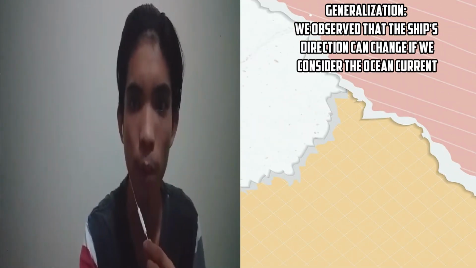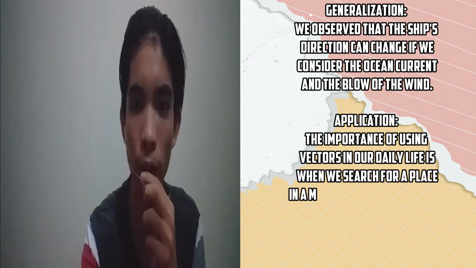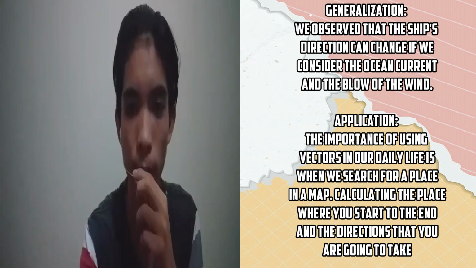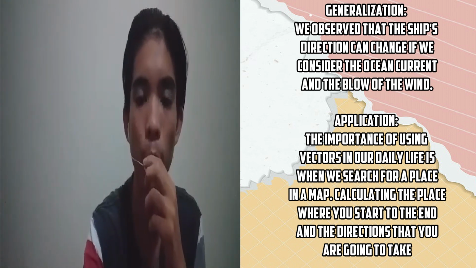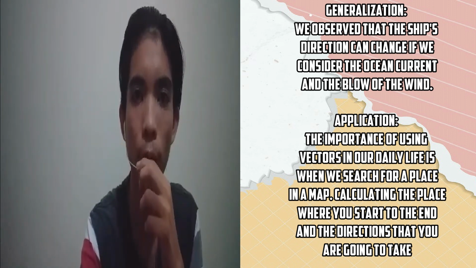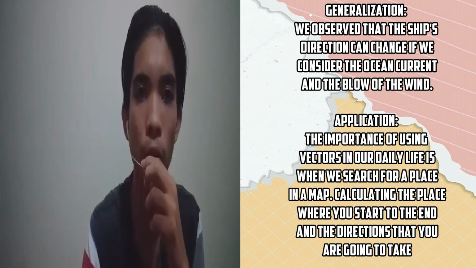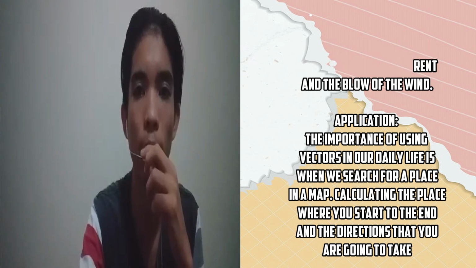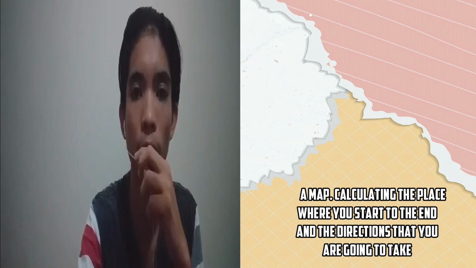Generalization. What you have observed in the experiment. We observed that the ship's direction can change if we consider the ocean current and the flow of the wind. Application. Based on the activity you performed, what are some importance of using vectors in our daily life? The importance of using vectors in our daily life is when we search for a place on a map, calculating the place where you start to the end, and the direction that you are going to take.